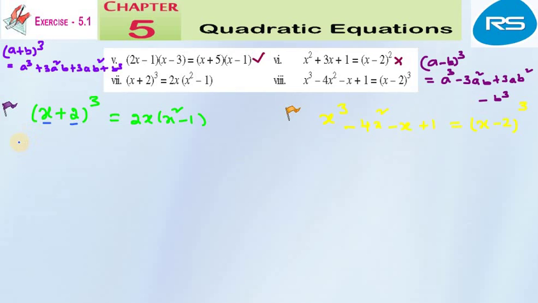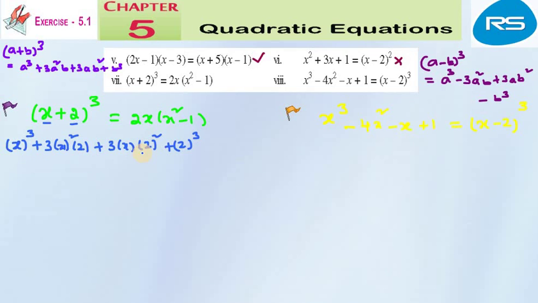So what is the formula? a cube, the first term to the power 3, a cube, plus 3a square b, plus 3ab square, and b cube.